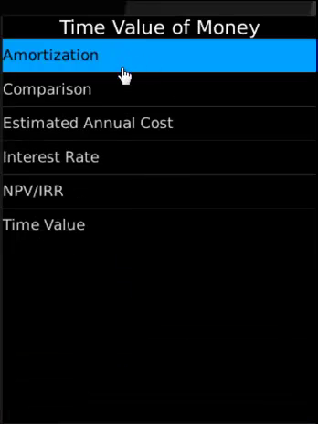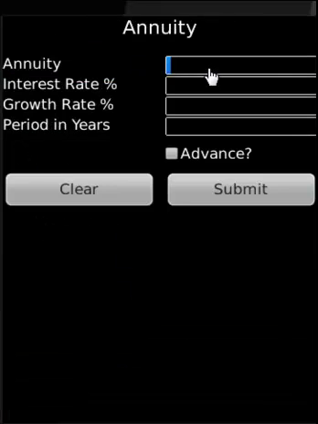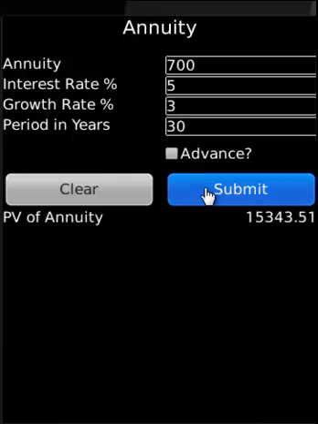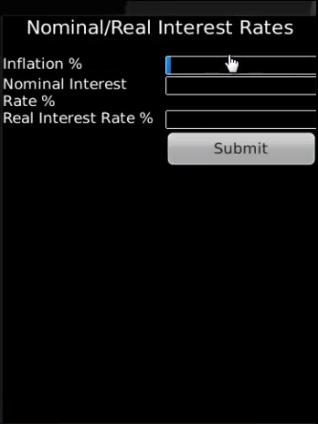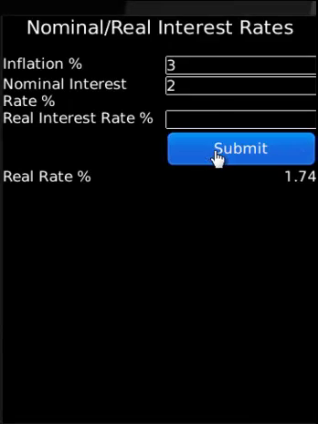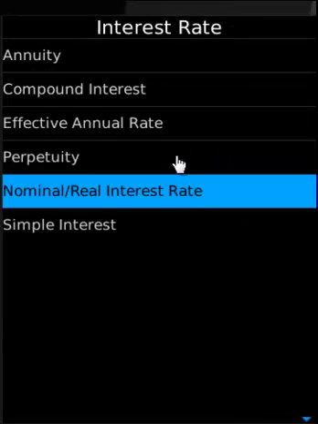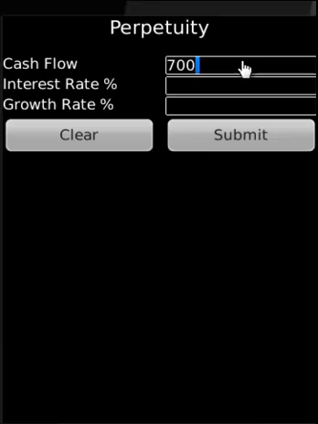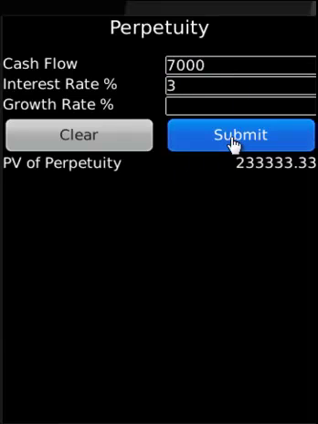Interest rate: so annuity 700, and interest rate is 5%, growth is 3%, period is 40 years. So that's the calculation. If it is in advance, this is how it is going to be. Nominal, real: so inflation 3, nominal is 2, so you want to know the real rate. Perpetuity: cash flow, interest rate is 3%, that's perpetuity. If it's a growing perpetuity, this is what it becomes.